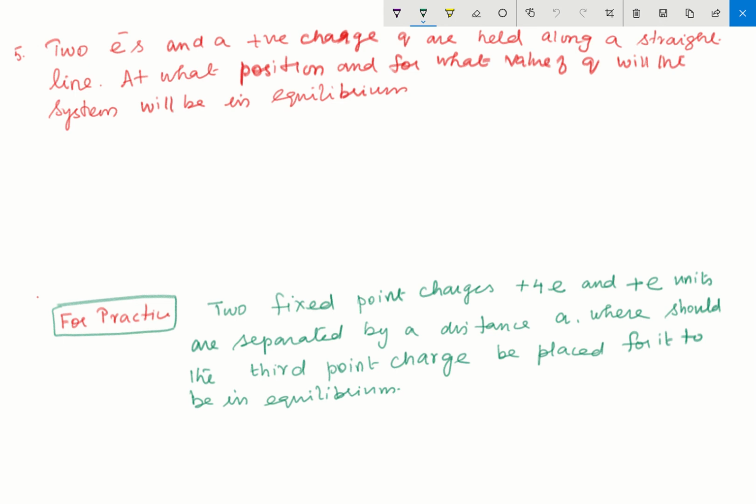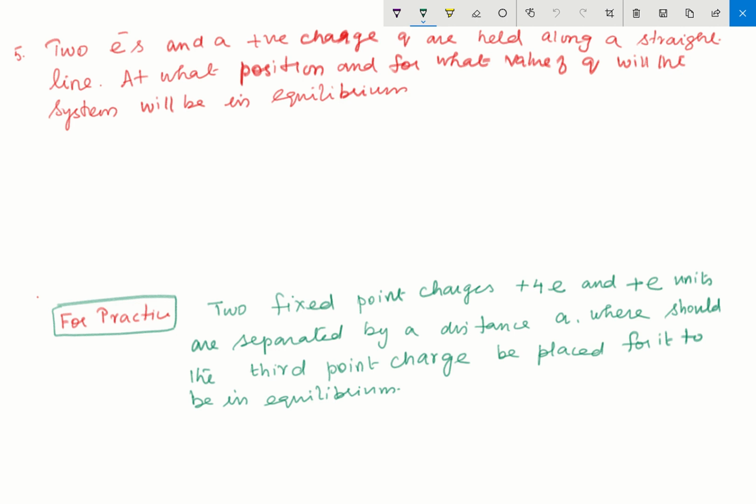Okay, now fifth problem here. Two electrons and a positive charge Q are held along a straight line. At what position and for what value of Q will the system be in equilibrium? All three charges are to be in equilibrium. There are two electrons and a positive charge.